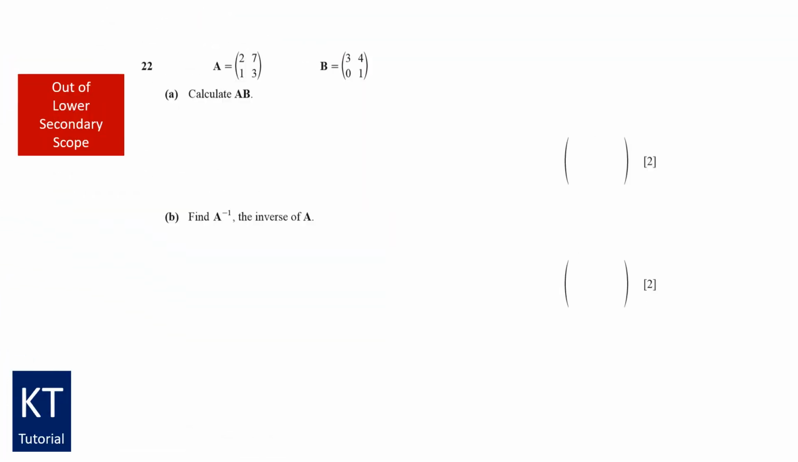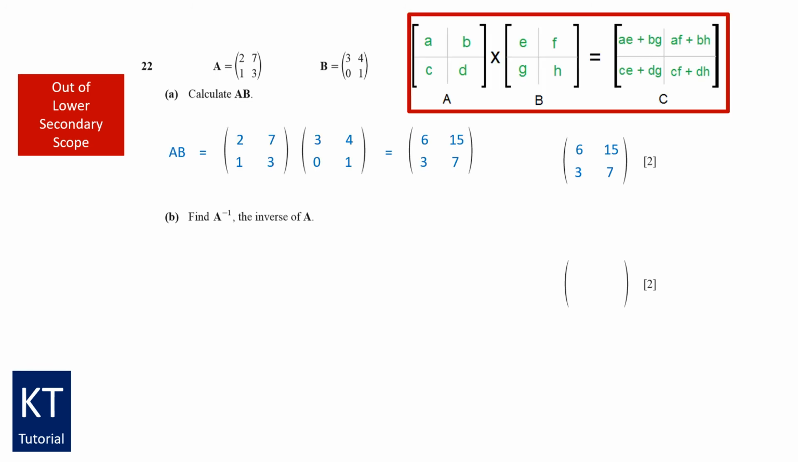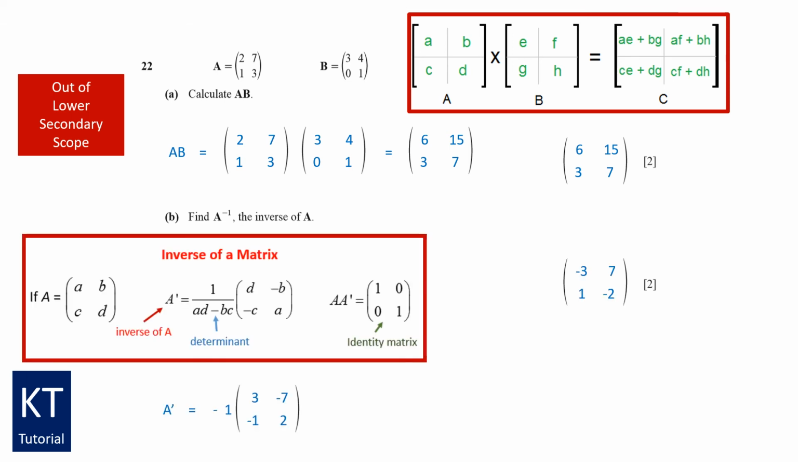Question 22. Calculate AB, which is the multiplication of the two matrices. I've enclosed here the method in doing multiplication of matrices. Apply this to arrive at the answer. Next, find the inverse of A. Here, I've also included the method on how to inverse a matrix.